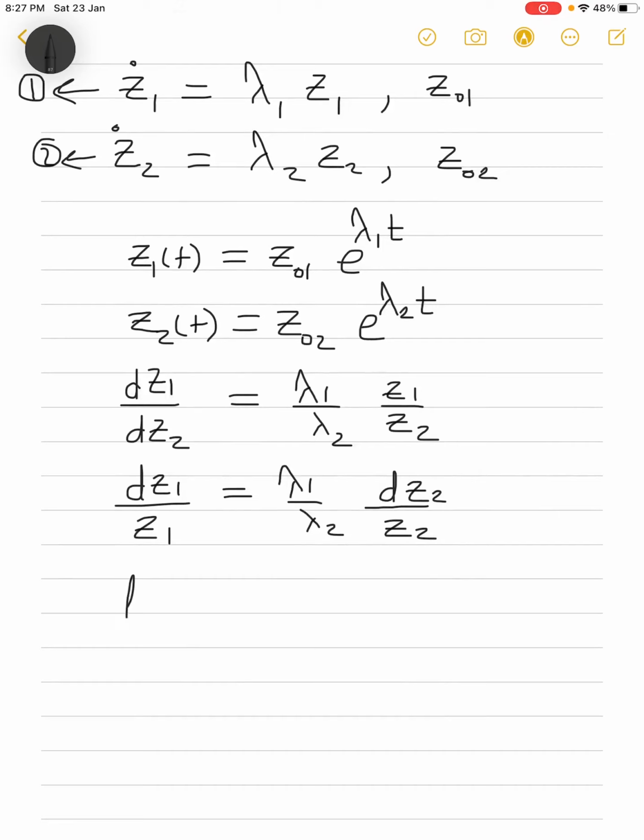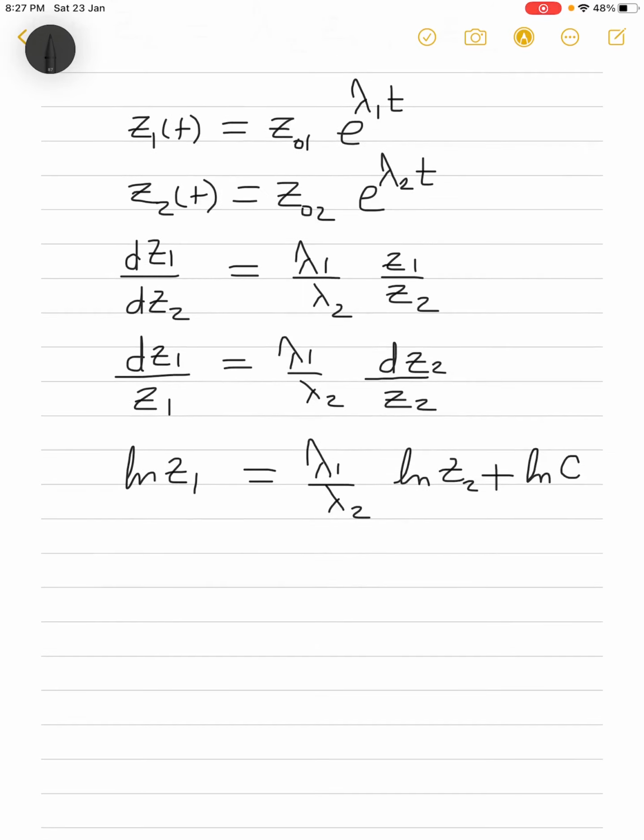So we'll get ln z1 equals lambda 1 over lambda 2 ln z2, and of course there should be some constant to account for the initial condition, so let's call it ln c. So in that case we can write an equation like z1 equals c times z2 to the power lambda 1 over lambda 2.